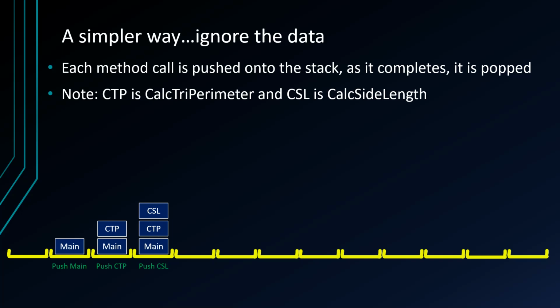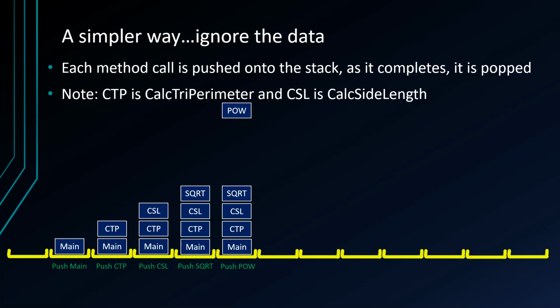Inside of calc_side_length, it says, I need to calculate a square root. So the square root's pushed onto the stack. Well, the square root says, I need to calculate the power of that first side first. I need to calculate the exponent, the square of that power. So the POW is pushed onto the stack.